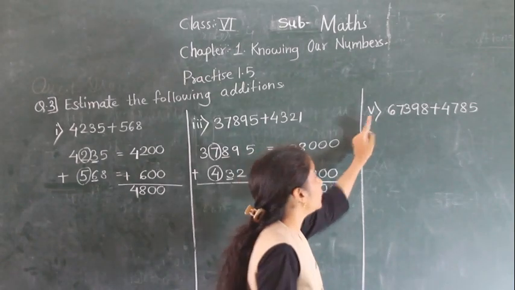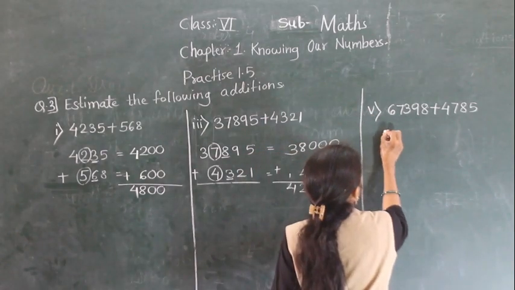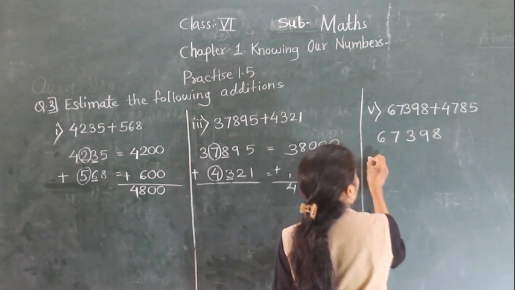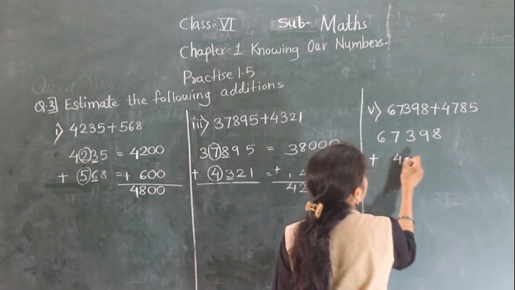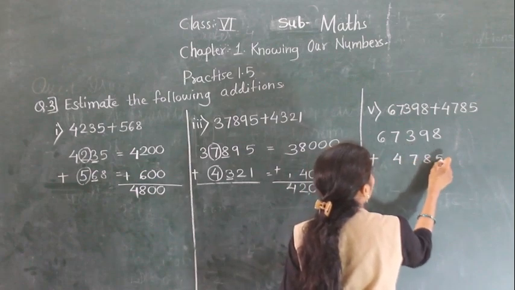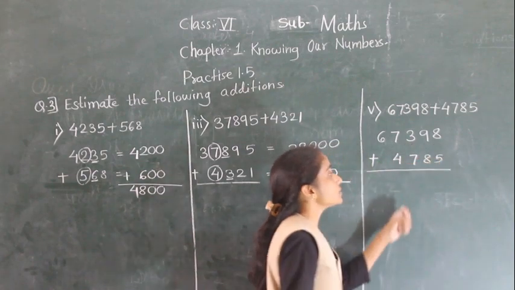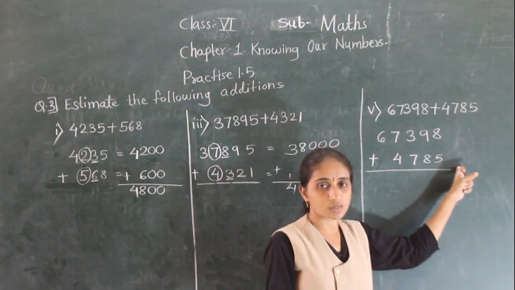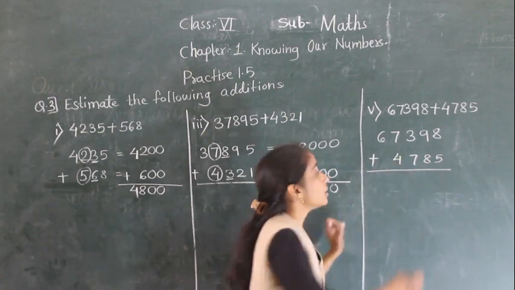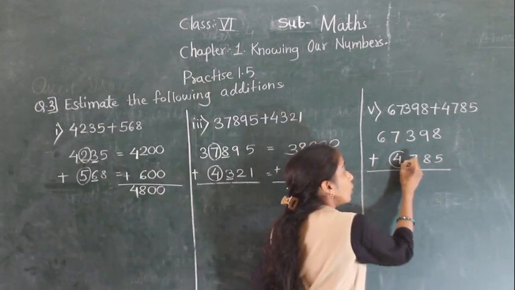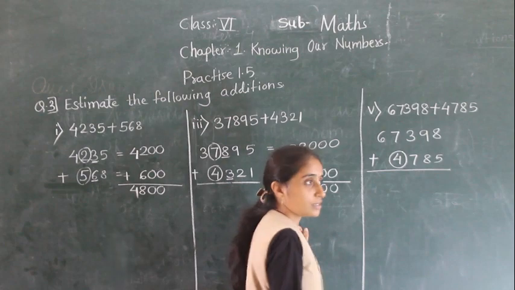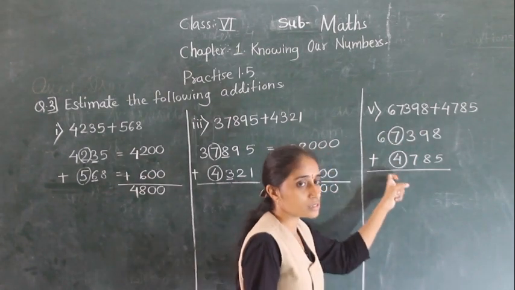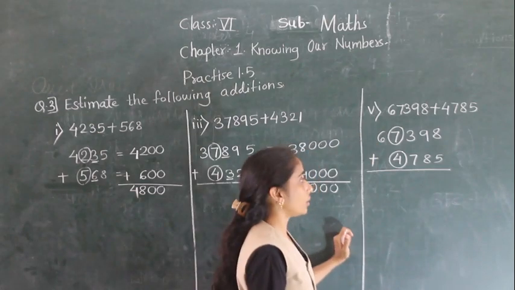Question number 5. First write the numbers. Plus 4,785. So which number is the smallest number? 4,785 is the smallest number. Which is the highest place in this? The thousands place. So we are going to round off the thousands place. Both the numbers, the thousands place we have to round.